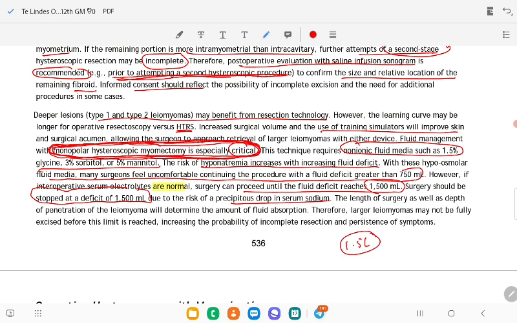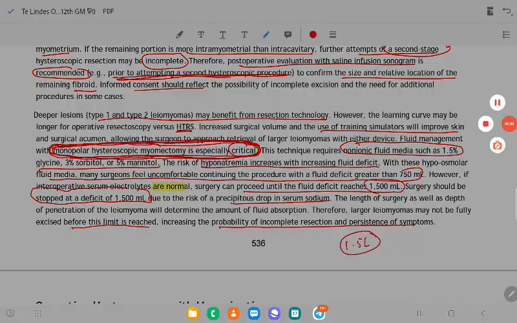Okay, if the electrolytes are normal, the length of surgery, as well as the depth of penetration of the myoma, determines the amount of fluid absorption. Therefore, the larger myoma may not be fully excised before this limit is reached, and the probability of incomplete resection increases.